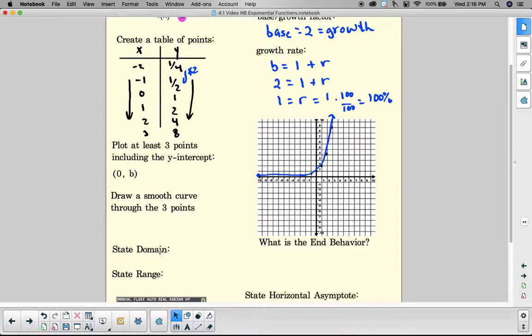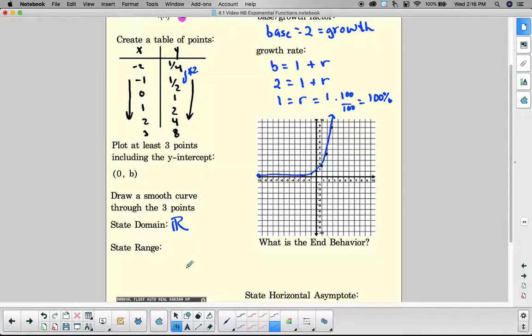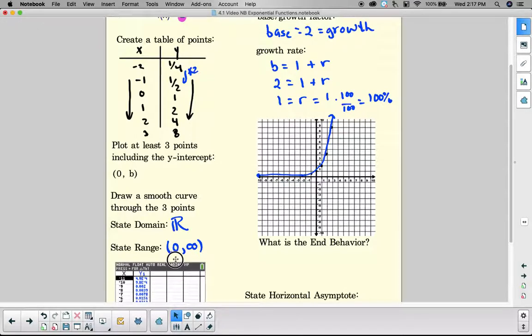And the domain of our function is all real numbers, because we can have rational and irrational exponents. The range is going to be from just above 0 all the way to positive infinity. And we can see that here in our table. Now let's look at the end behavior.